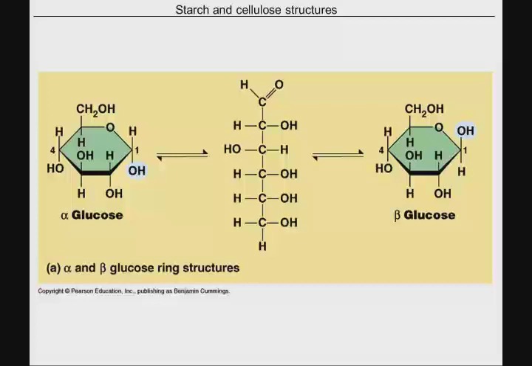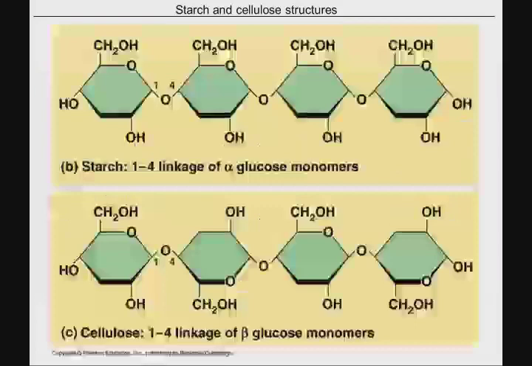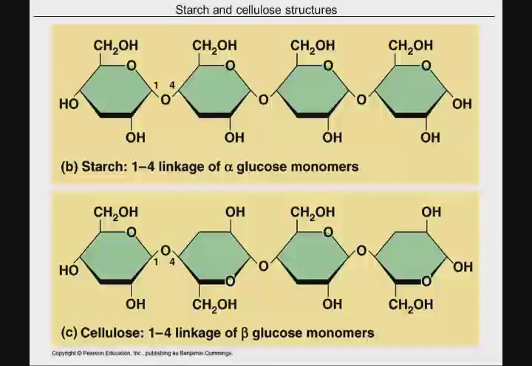Now, if I have a bunch of beta glucose monomers versus a bunch of alpha glucose monomers, and I link them together, I get 2 very different compounds. So starch is an energy storage molecule in plants. It's a bunch of alpha glucose monomers linked together. You eat it and you break it down, and we'll do this in lab, and it tastes sweet on your tongue because you're breaking down the long polymers into individual glucose molecules, which you register as sweet.